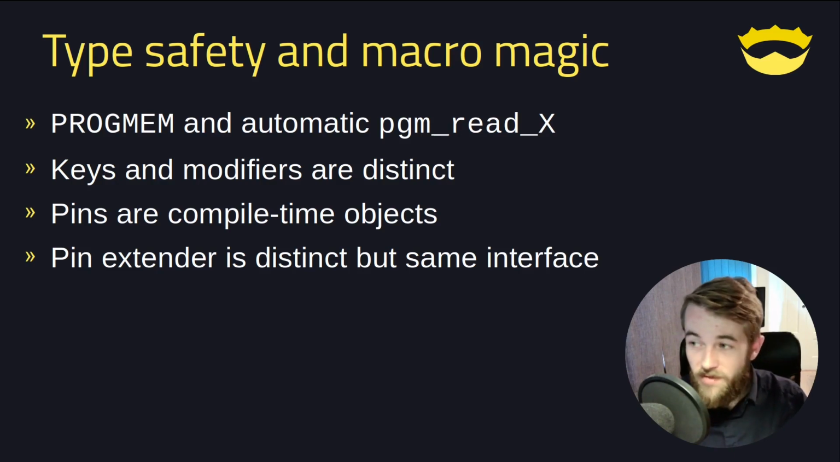Pins are also compile time objects. In Arduino, a pin is an object at runtime. In Badger, pins are compile time objects. So I store the port and the number, but they are compile time objects. When I want to use them, they get rewritten into those port and DDR statements you saw earlier, and also read statements. And that really cuts down on size.